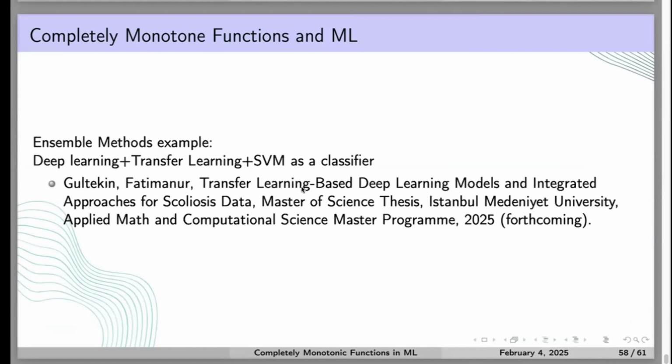And I also want to note an ongoing research, ensemble methods combining SVM and deep learning. Since deep learning and transfer learning techniques are very useful, especially for image recognition, we want to use them, but we also want to use SVM and its kernel as a classifier here to make the process more accurate. We are trying this on a scoliosis dataset with my master's student, and this is her master's thesis. She is about to defend it in a few months.